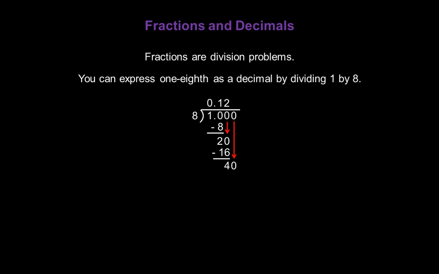Now how many times does 8 go into 40? 5 times. In fact, 8 times 5 is exactly 40, so we get a remainder of 0 and we're done dividing. That means our fraction 1/8 is the same as the decimal value 0.125.